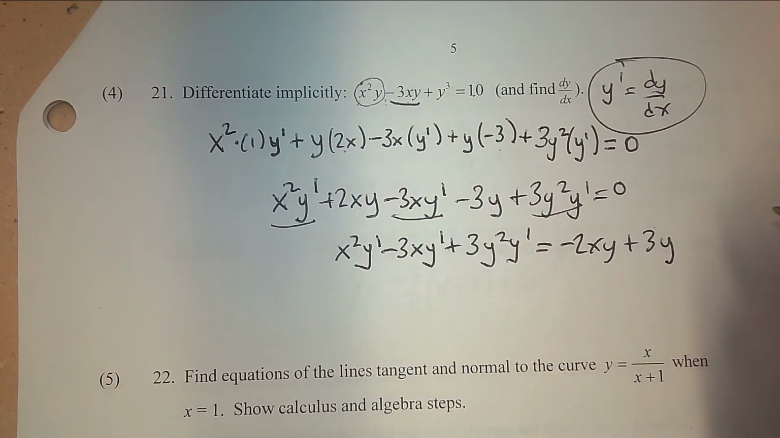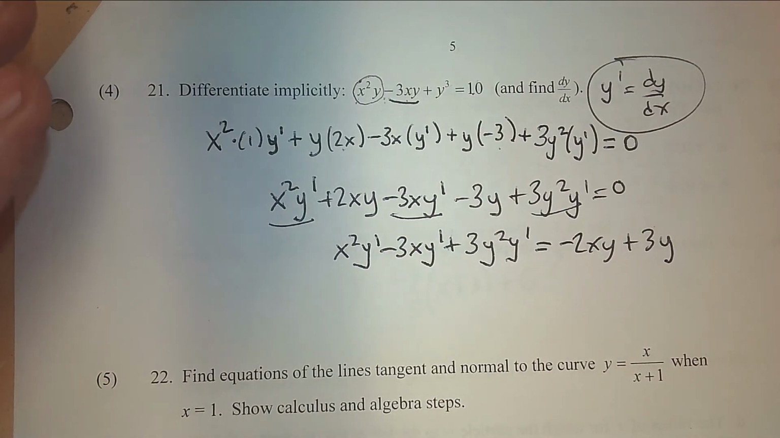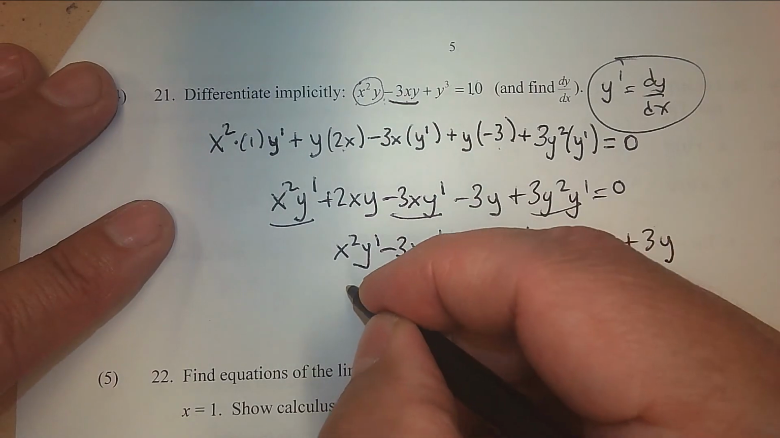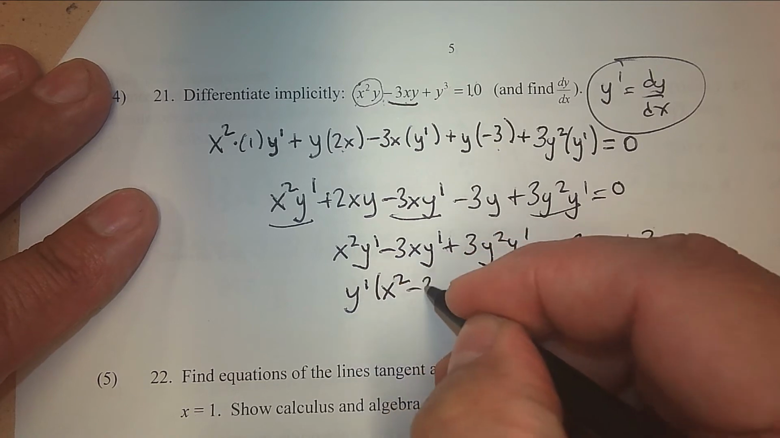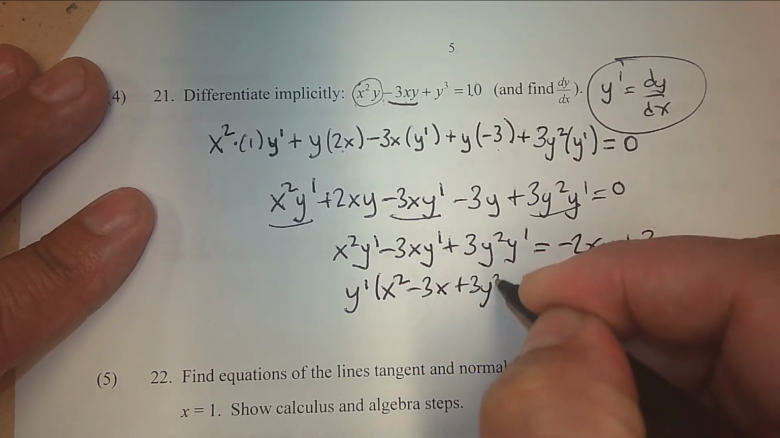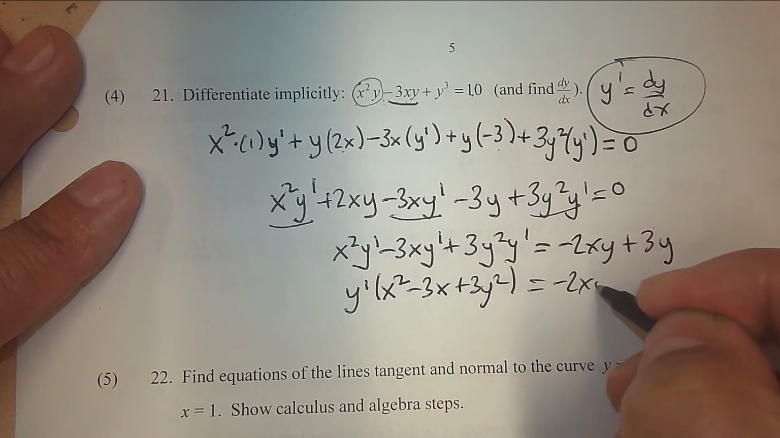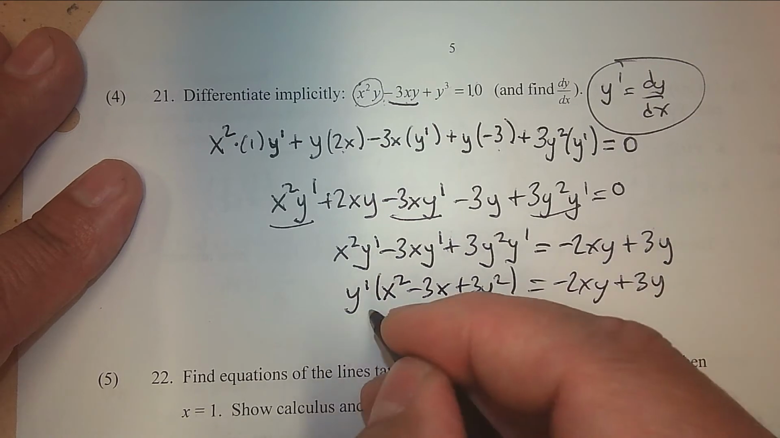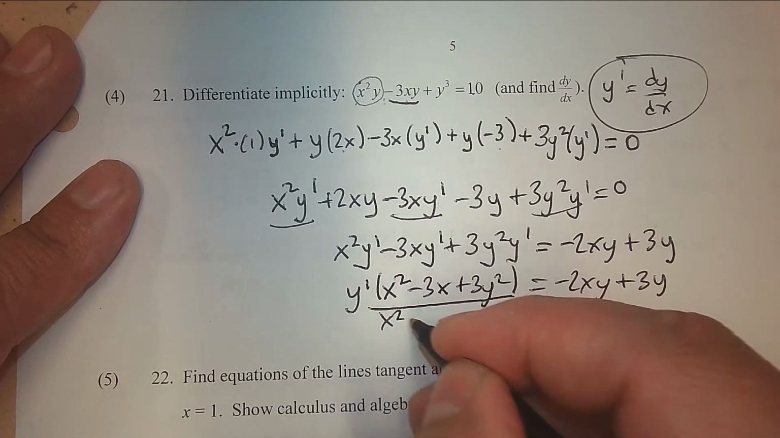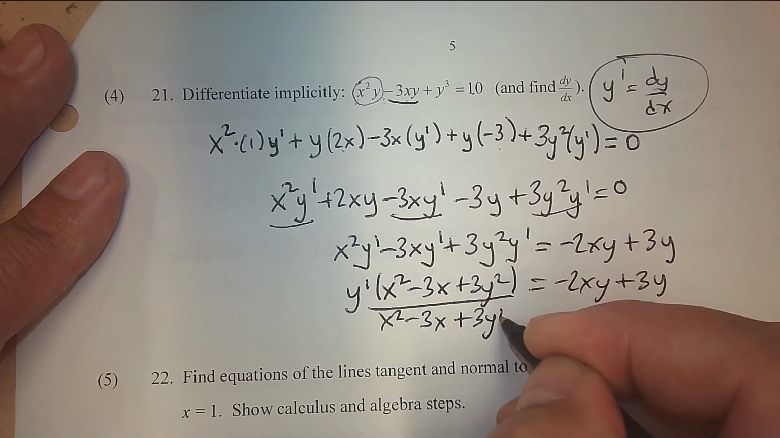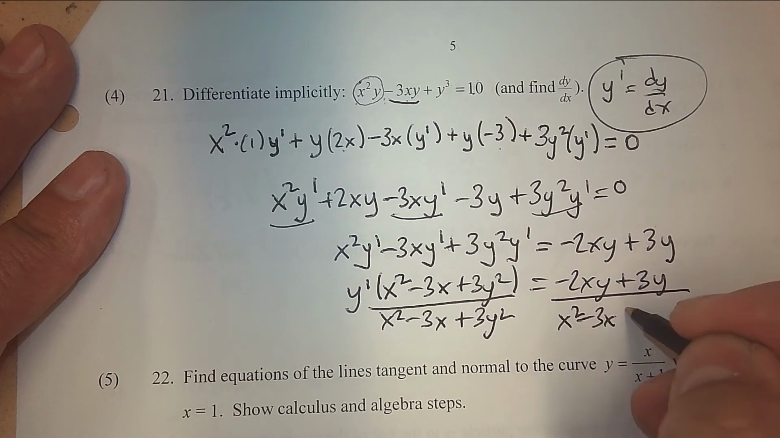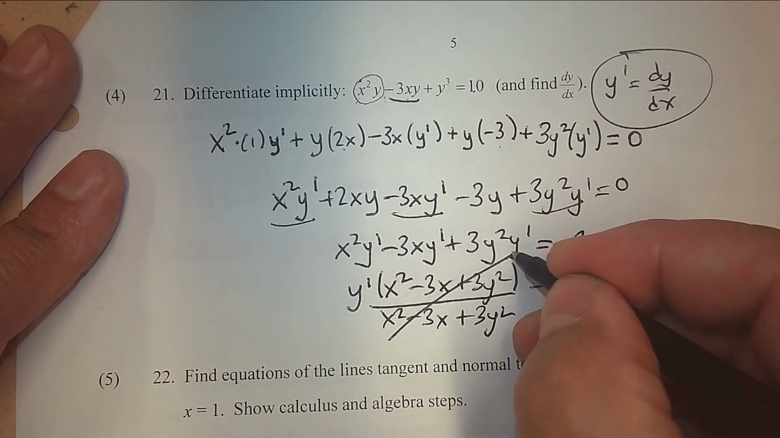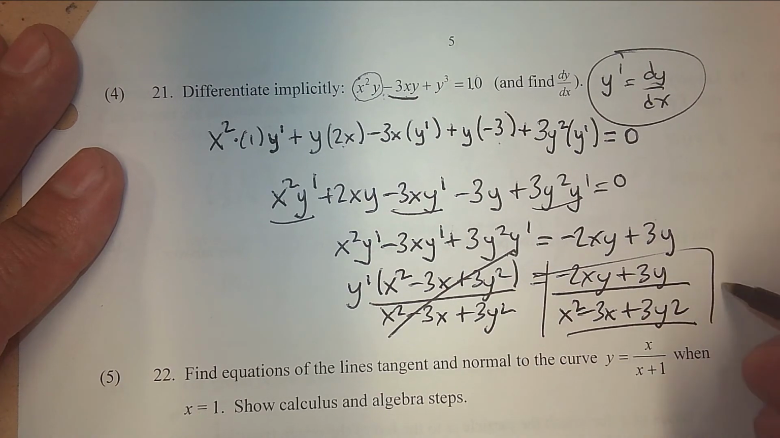So now we are able to rearrange this equation. Our next step is to factor out a y prime to get it by itself. So when you factor it out, what's left over? And then the last step is to divide. And this is what dy by dx equals.